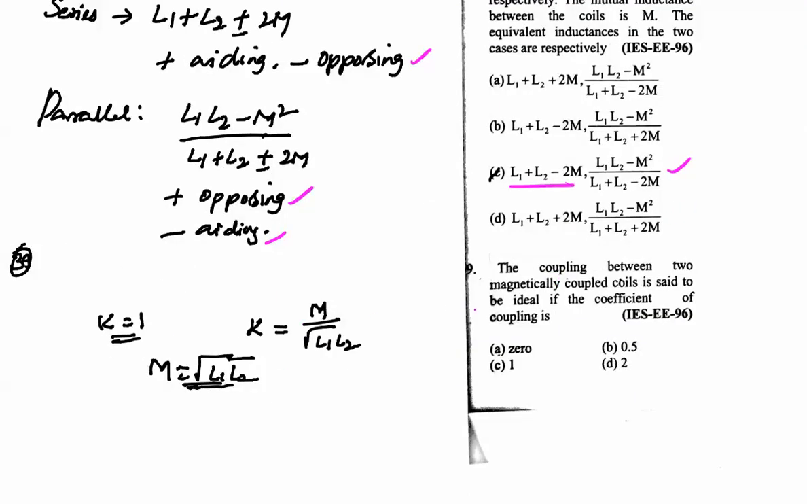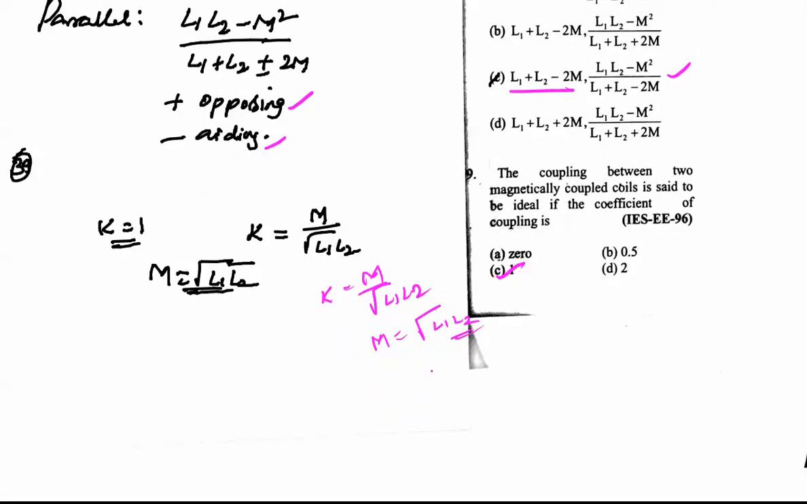Next, coupling. The coupling between two magnetically coupled coils is said to be ideal if the coefficient of coupling is going to be 1. The coefficient of coupling is given by K is equal to M divided by square root of L1 L2. For tightly coupled or perfectly coupled coils, the mutual inductance is equal to square root of L1 L2. Or we can write this as M square is equal to L1 L2.